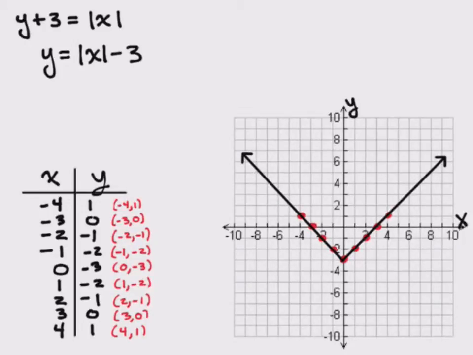Alright, it appears that we got another one of these V-shaped graphs. Now, we didn't talk about the x or y intercept on the last graph because it went right through the origin. So the x-intercept was 0 and the y-intercept was 0. What about in this case?